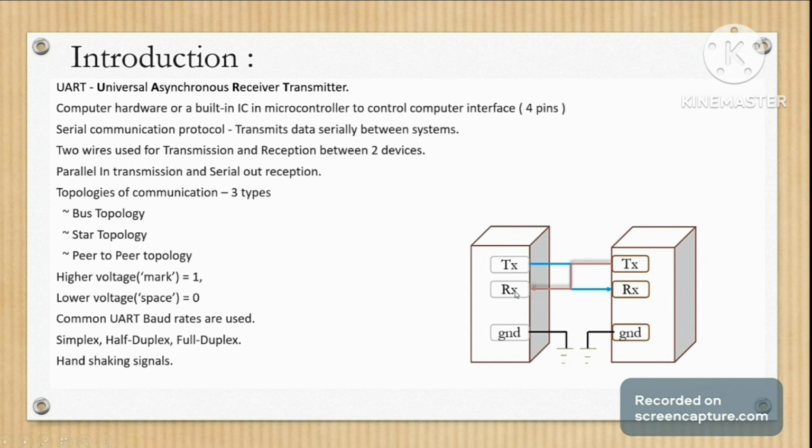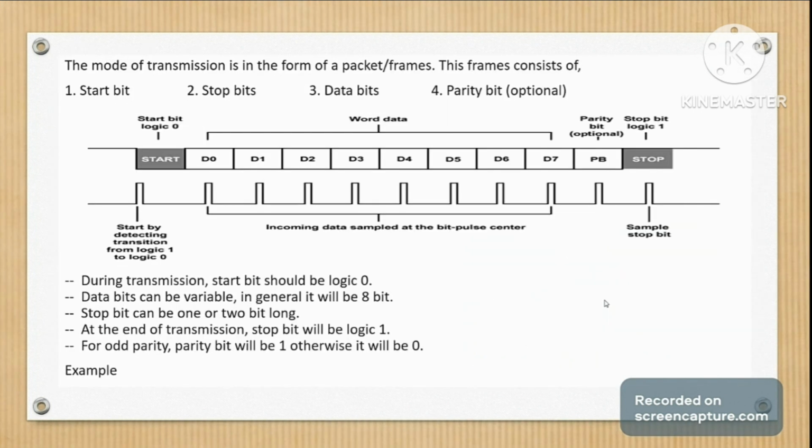But we have full duplex, wherein both can communicate simultaneously. Both transmission and reception can take place simultaneously. Handshaking signals are used for this communication. The mode of transmission is in the form of packets or frames. This frame consists of a start bit and a stop bit, and the main data bits are in between those, and an optional parity bit.